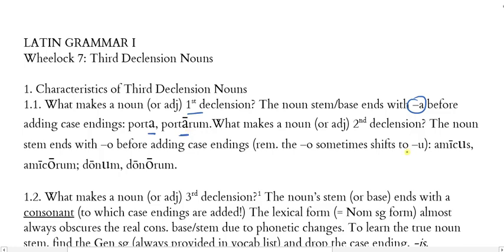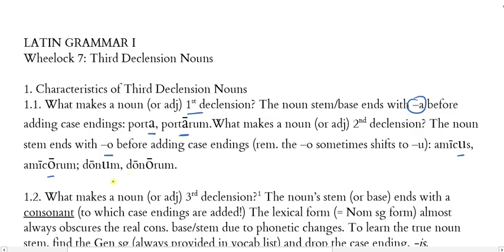Now, what makes a noun second declension? The noun stem or base ends with an O before adding case endings. Do recall, though, that sometimes the O weakens to U in some of the forms. So, amico was the original noun stem, but in the nominative we see amicus. There's that O weakened to U. But in the genitive plural, amicorum, there's our long O. This is a masculine second declension noun.